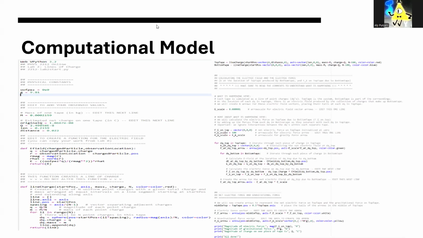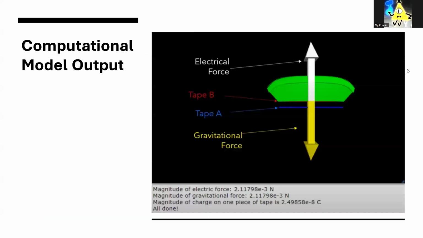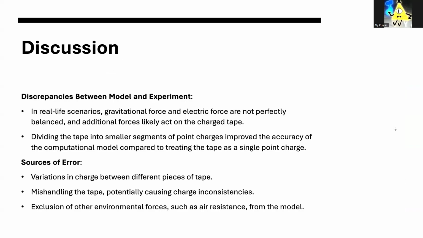Here's the computational model that we used to code how it reacts, on the next page. Here's our model. The white arrow is the electrical force acting on tape B. Tape A is the blue line, and the gravitational force is the yellow arrow. And as you can see, our computations are down below.